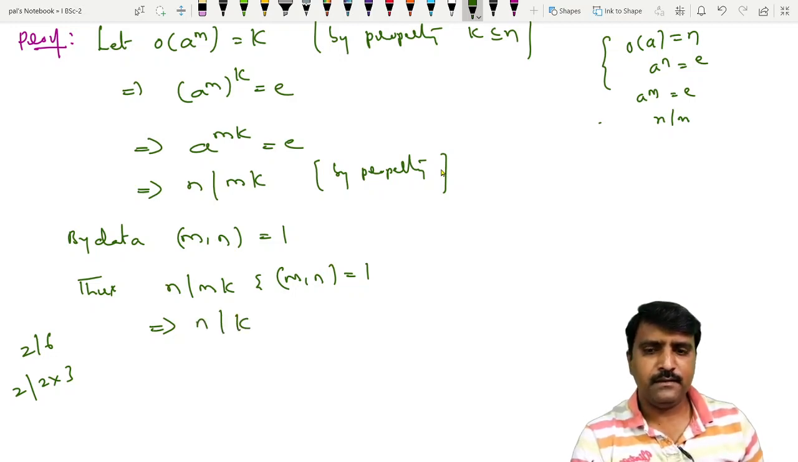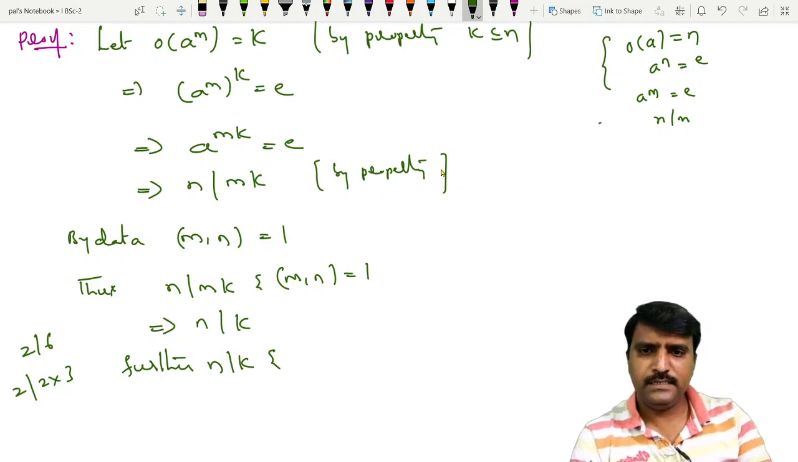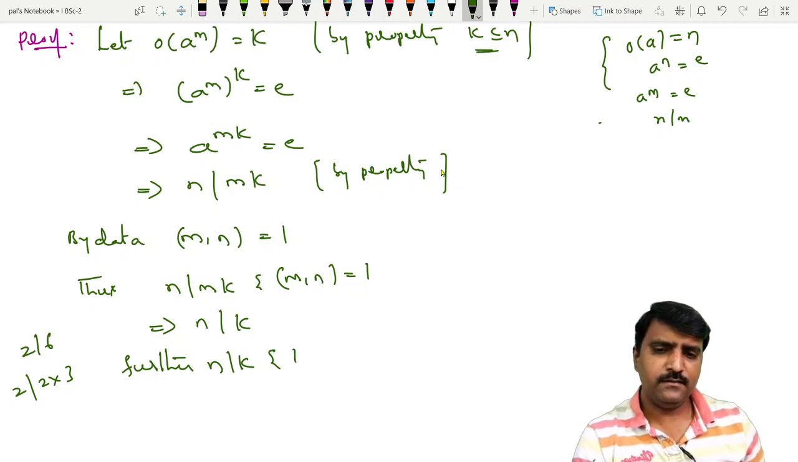N divides k. Further, n divides k, and initially we wrote that k is less than or equal to n. Is this possible?